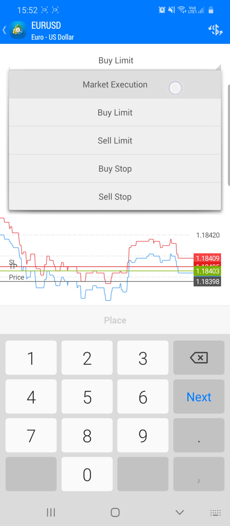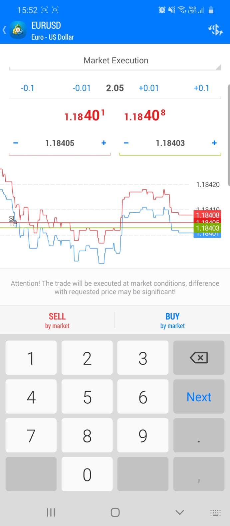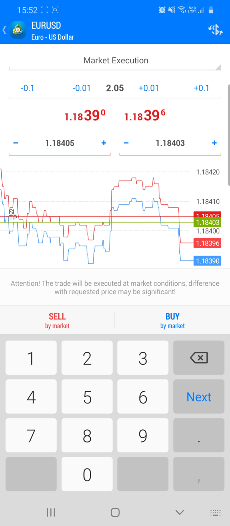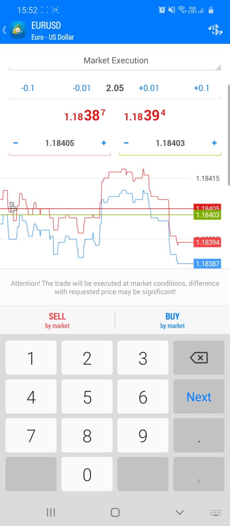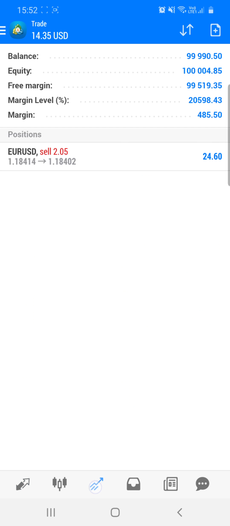When it's a market execution, you'll actually find that you don't actually have to put a price in because you're entering there and then. And once you enter that trade, what you'll find is it will come up into the orders which we're currently in. And as you see, this one is starting to go in profit. What I'll do is I'll leave it a couple hours, and at the end of this video, we will actually see how much this goes up by.